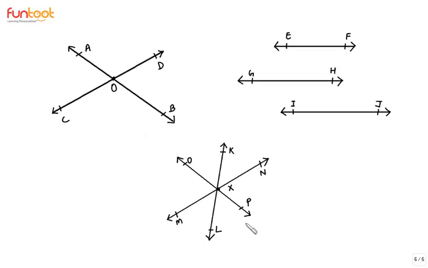In this example also, there is no transversal because for a transversal, we should have two distinct points of intersection. And here we can see there is only one point of intersection.